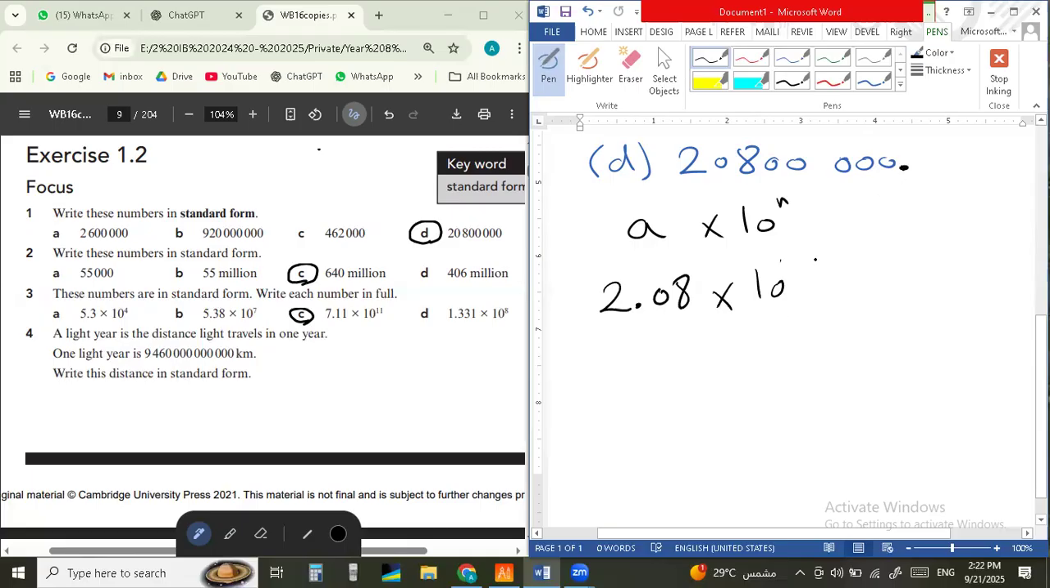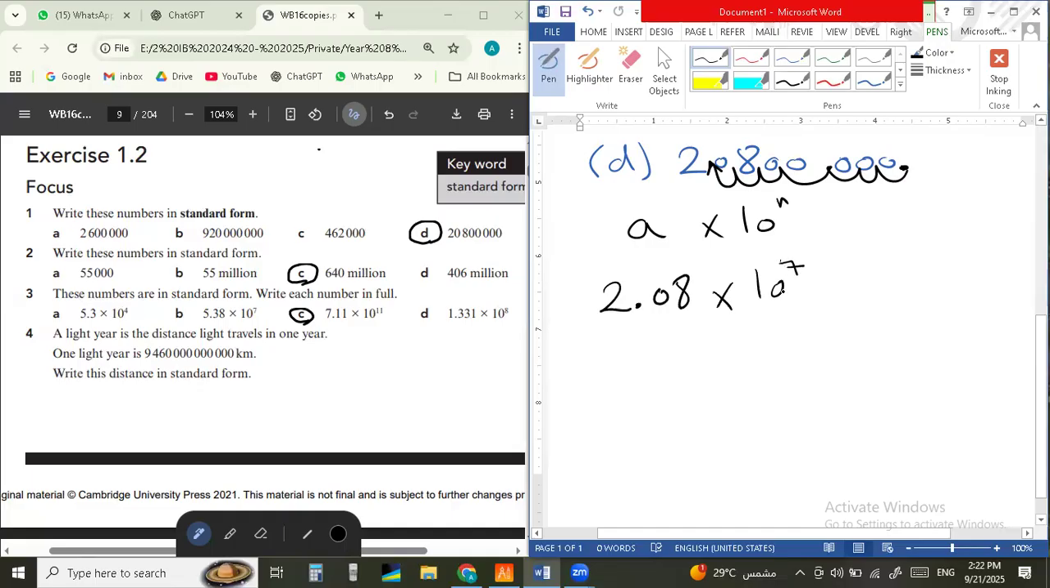Great. Let's see over here. How many times did I move the decimal point until it reached 2.08? Let's count. 1, 2, 3, 4, 5, 6, 7. Great. So what is it going to be? 2.08 times 10 to the power of what? We said how many times? Exactly, we agreed it is going to be 7 times. So it is to the power of 7.